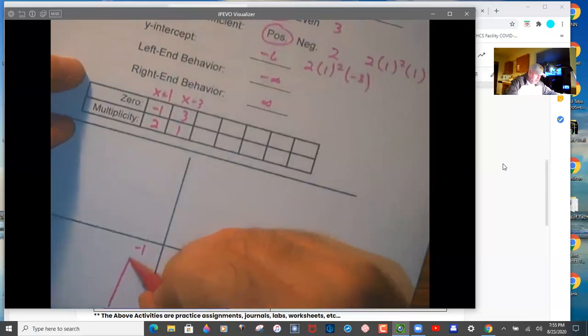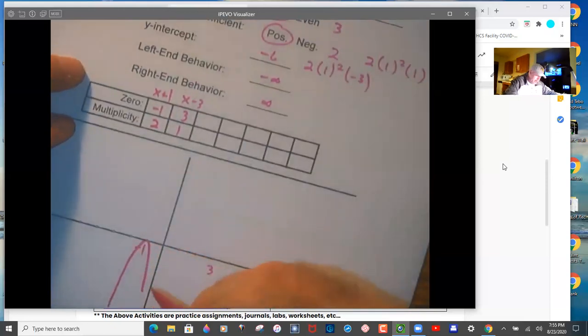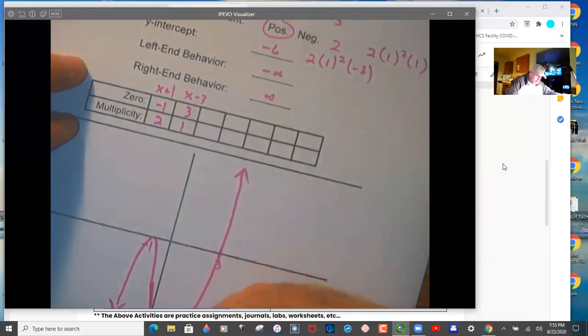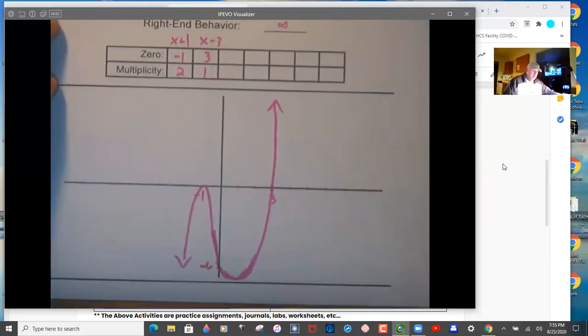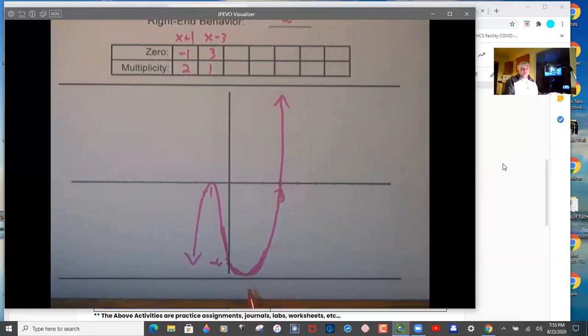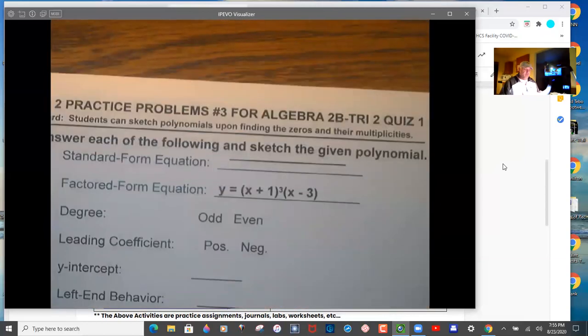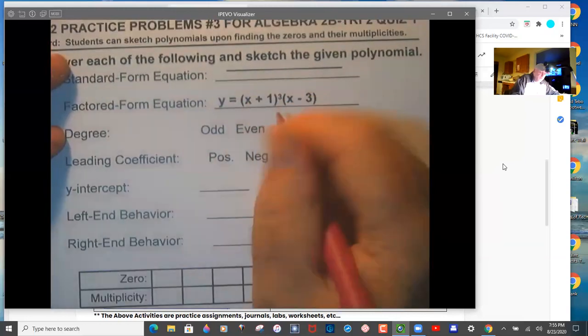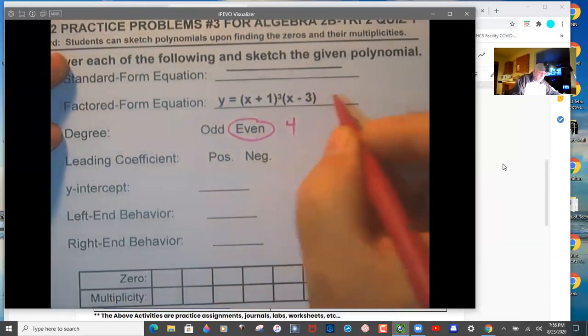So we're going to come up and we're going to bounce back, come down to the y-intercept, cut through, and then up through 3 and continuing to cut through. Not a very good turn there, but you get the idea. In pre-calc, you'll learn how to find those maxes and mins and how to be much more precise on your sketching.